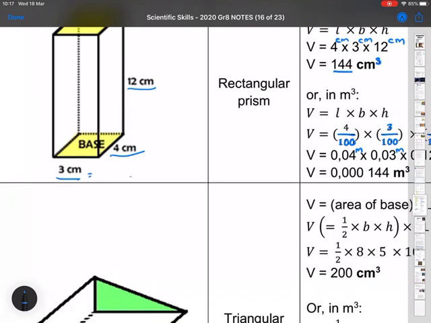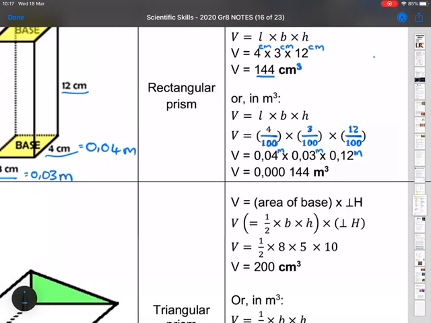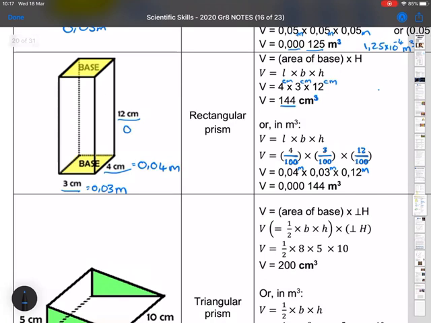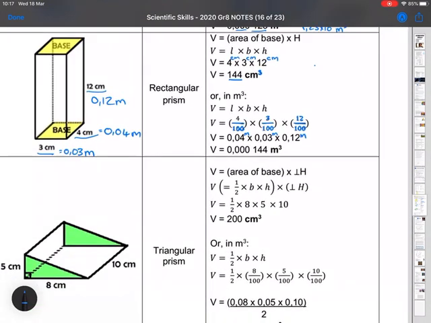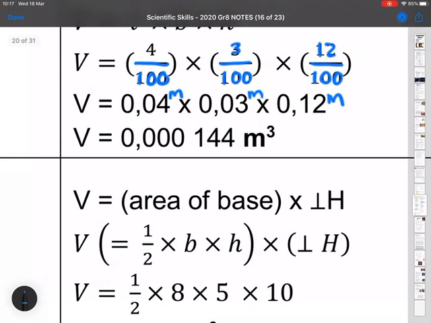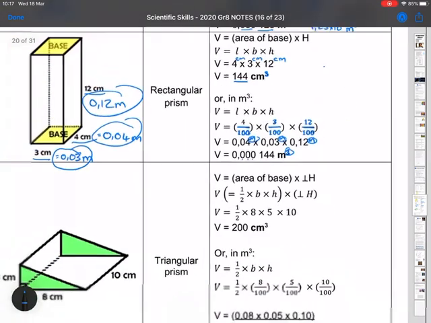So that 3 centimeters is the same as 0,03 meters. The 4 centimeters is the same as 0,04 meters, and the 12 centimeters is the same as 0,12 meters. And if you multiply 0,12 by 0,04 and 0,03, you're going to get 0,000144 meters cubed, because you've multiplied a meter by a meter by a meter to give us cubic meters.